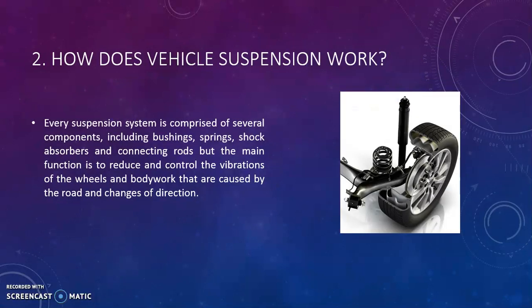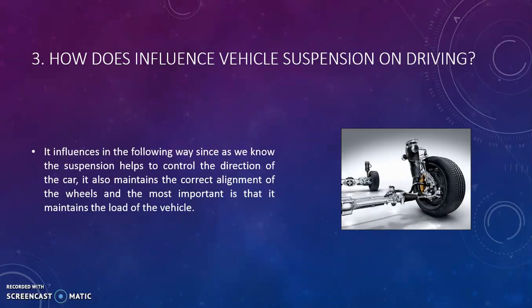Number 2. How does a vehicle suspension work? Every suspension system is comprised of several components, including bushings, springs, shock absorbers and connection rods, but the main function is to reduce and control the vibrations of the wheels and bodywork that are caused by the road and changes of direction.